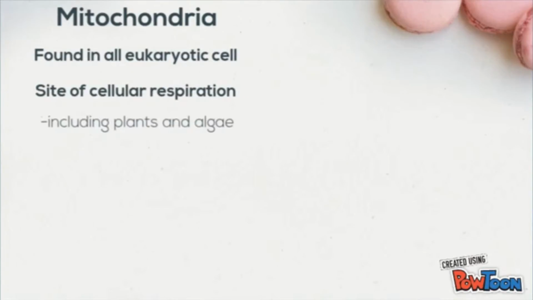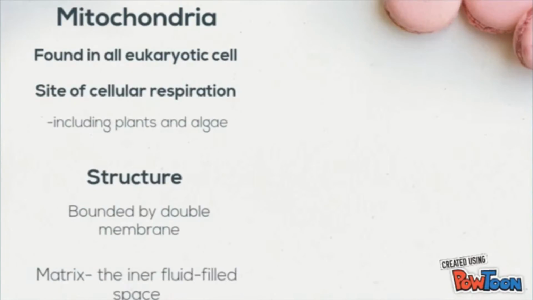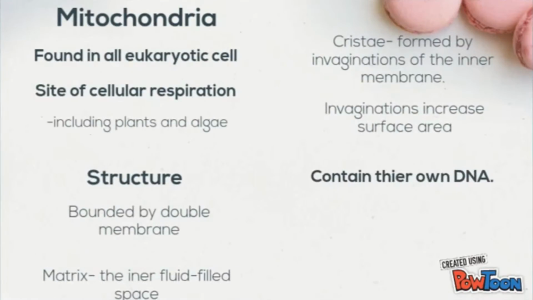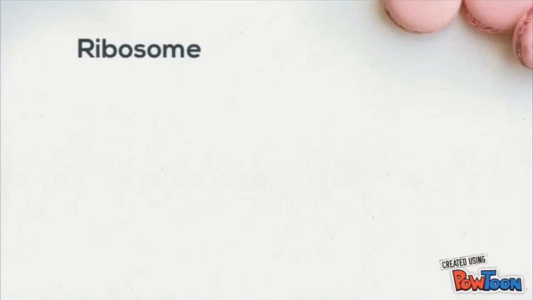Mitochondria can be found in most eukaryotic cells including plants and algae. It is a site where cellular respiration occurs. The structure of the mitochondria is double membrane bounded. Matrix is the inner fluid-filled space. Cristae are formed by invaginations of the inner membrane. Invaginations increase surface area. Mitochondria contain their own DNA.